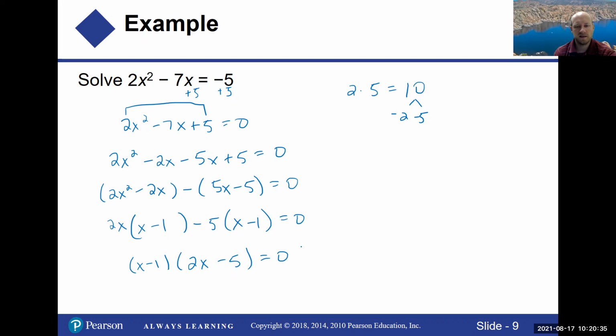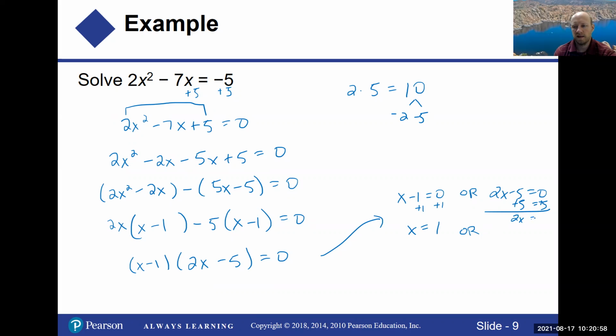Now it's all factored. So I can just go either x minus 1 equals 0, or 2x minus 5 equals 0. So here I just add 1. So x equals 1 or plus 5.